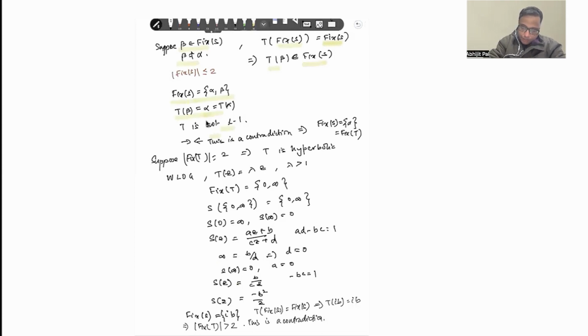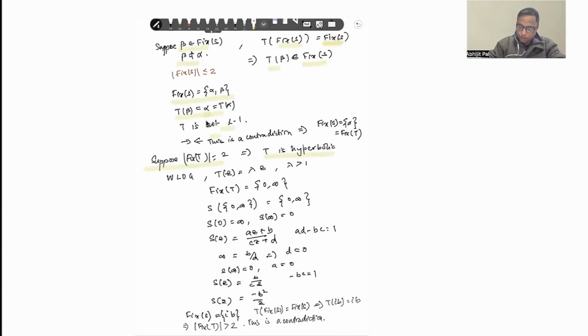Okay, so now let us assume that the cardinality of the fixed point set of T is equal to 2. That means T fixes 2 points. So if T fixes 2 points, then T has to be a hyperbolic isometry. And I can get some isometry F such that F T F inverse will fix 0 and infinity. So this has been done in some class.